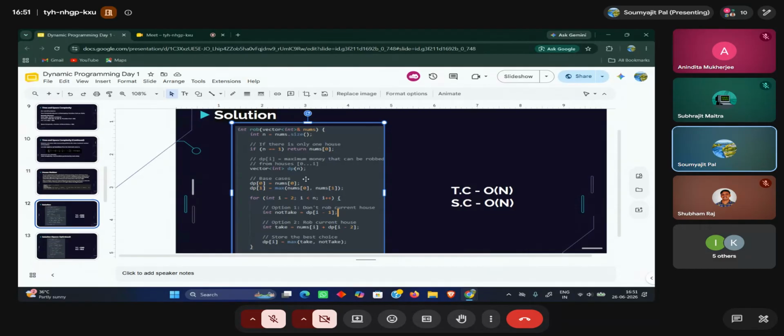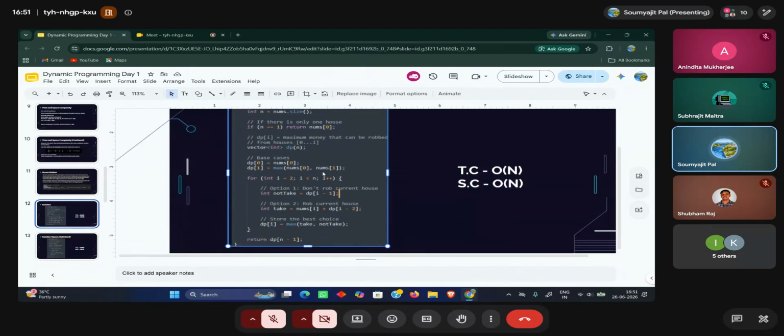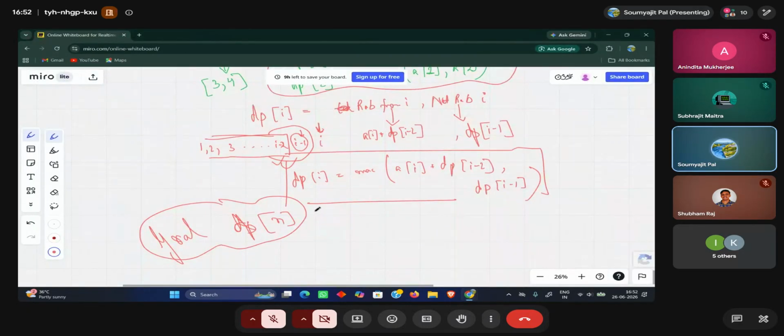Yeah. So if n equals 1, return the first house only. Okay. dp of i represents the maximum amount of money I can rob from the first i houses. These are my base cases. And I have two options, to rob or not rob, and computing this transition and ultimately returning the final subproblem here.